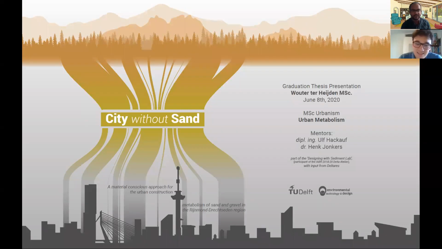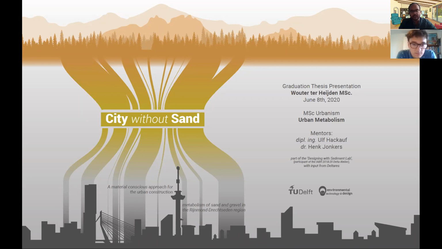Wouter is an urbanism graduate from the Urban Metabolism Studio. During the Master Urbanism, Wouter got inspired by the connection between urbanism and civil engineering, especially in the context of urban metabolism. His graduation was an exploration of these topics, which integrated the quantity and quality part of urban metabolism. Currently, Wouter works at the engineering firm Witteveen+Bos as an advisor, carbon neutral, and circular design. Today, he'll be presenting his graduation project titled City Without Sand, a material conscious approach for the urban construction metabolism of sand and gravel in the Rijnmond-Drechtsteden region.